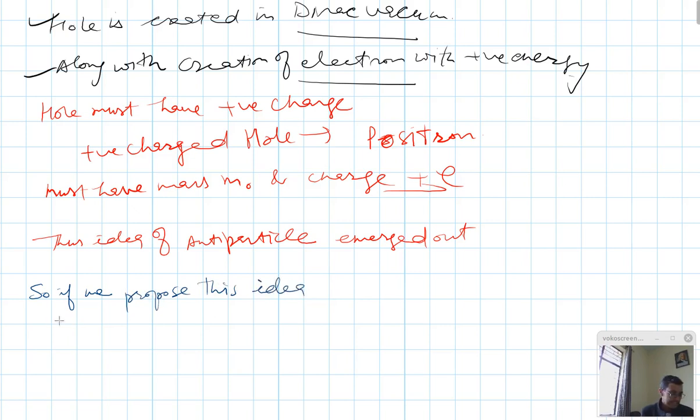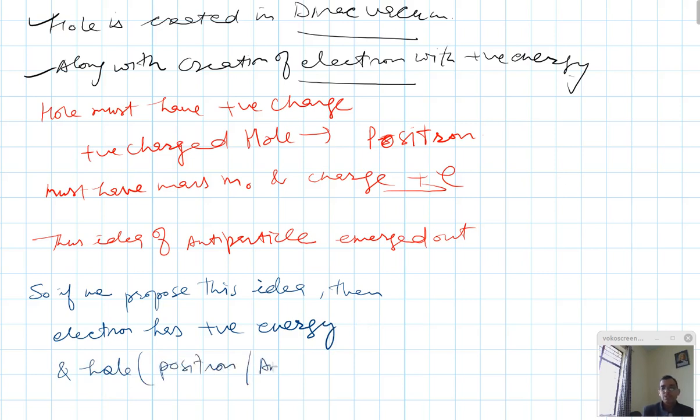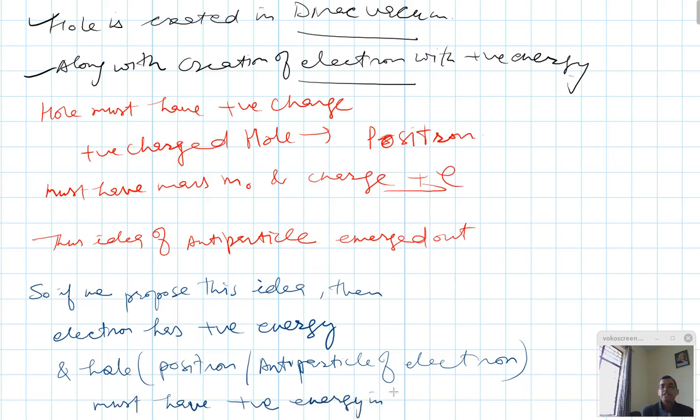So if we propose this idea, then the electron has positive energy, and the hole, or you can say the positron, sometimes called the antiparticle of the electron, must have positive energy in the Dirac vacuum. Right, so positive energy for the antiparticle, and the electron must have positive energy. Thus a very interesting result comes out: the idea of the antiparticle emerges because of the Dirac formulation.